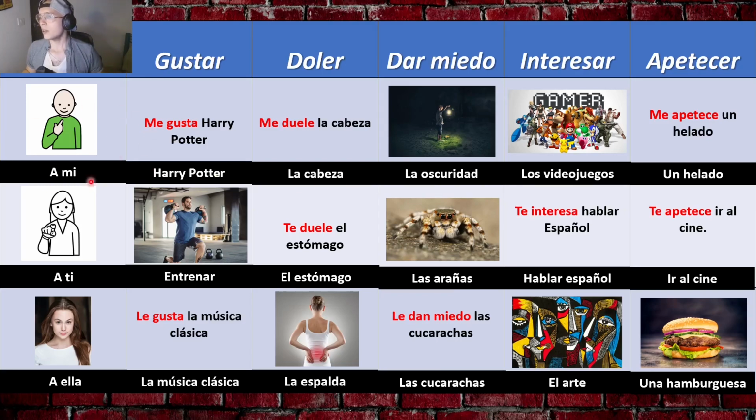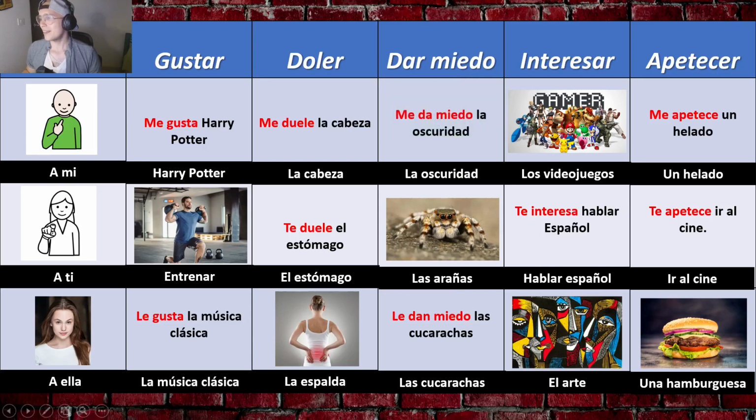Okay, digo, a mí me da miedo la oscuridad. Let's say, you are afraid of spiders. So we say, a ti te dan miedo las arañas. Be careful with the plural, arañas. So, te dan miedo las arañas.